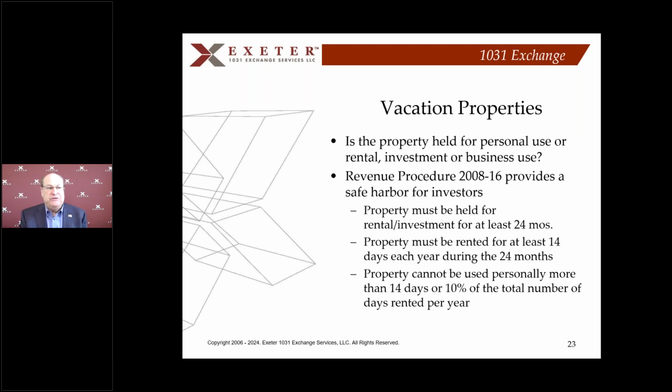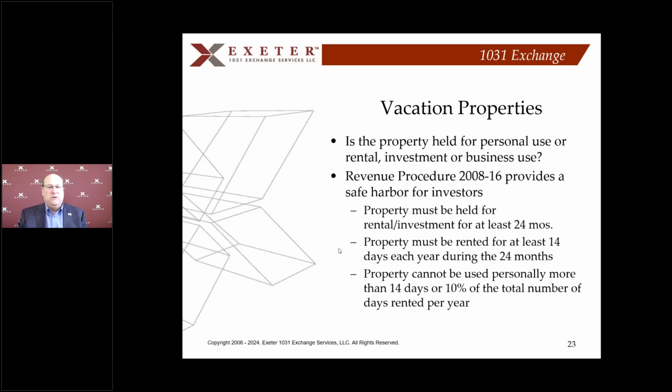This is a quick ruling that came out from the IRS. It's a revenue procedure. So vacation properties can qualify if you rent it for at least 14 days per year and you limit your personal use to not more than 14 days per year, or 10% of the number of days that you actually rent the property out. So it's a very positive ruling. There is a way, obviously, to do a 1031 exchange on vacation properties.